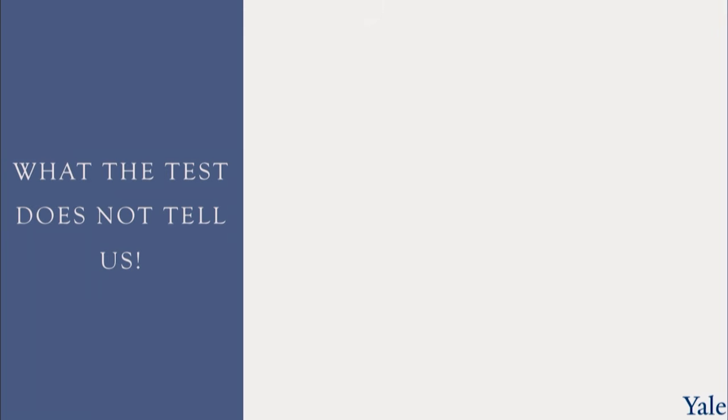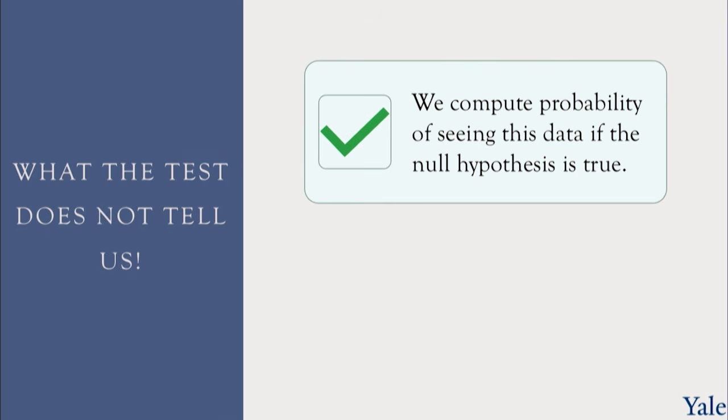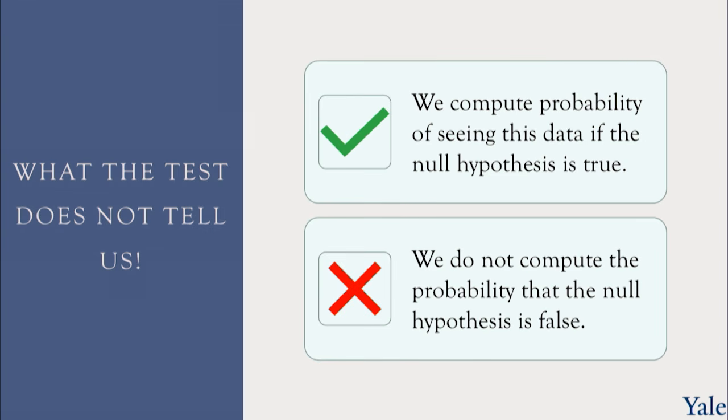So what does this test tell us, and what does it not tell us? What do we learn from a result of a hypothesis testing, and what do we not learn? What we learn is the probability of seeing this type of data if the null hypothesis is true. What we do not learn is the probability that the null hypothesis is false. And really what we want to learn is whether the null hypothesis is false. How likely is it that our experiment succeeded? The hypothesis testing procedure does not tell us that. All it tells us is the probability of seeing this data if the null hypothesis is true.